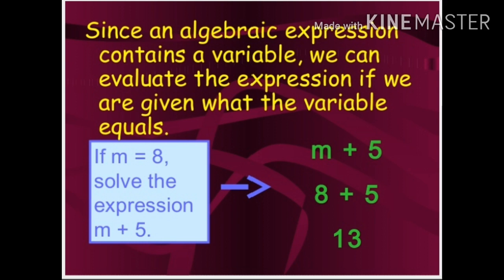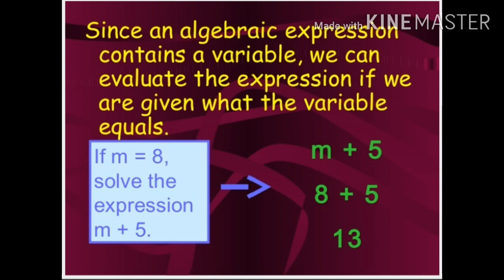Like here, the expression is m plus 5. The value of m is equal to 8. Now we have to solve the expression. Let us replace m by 8 because the value of m is 8. So 8 plus 5 makes 13. Step by step, we are going to solve.